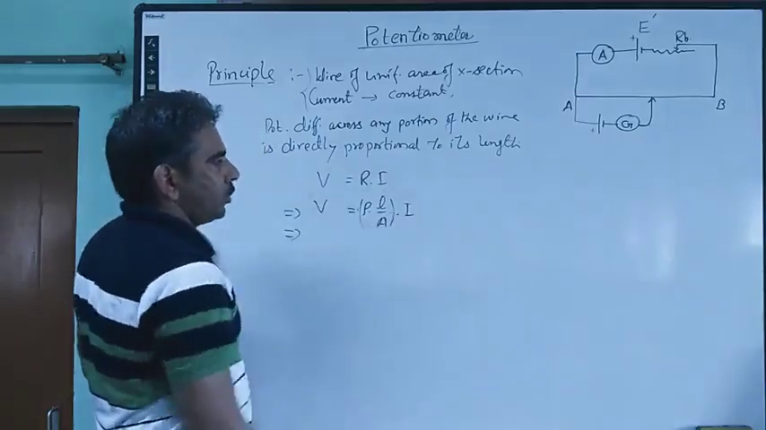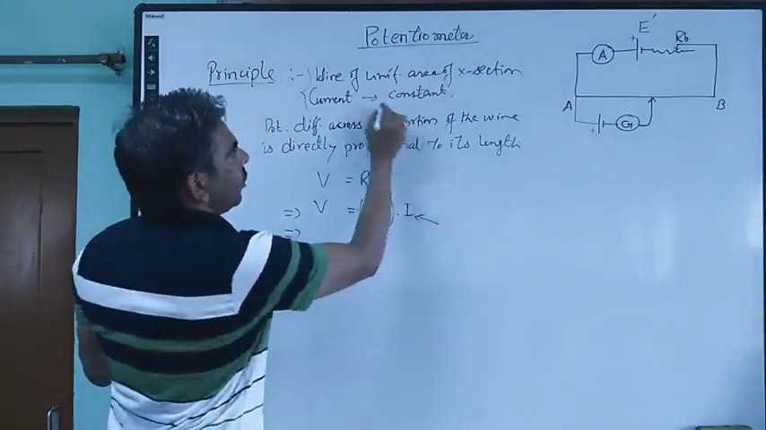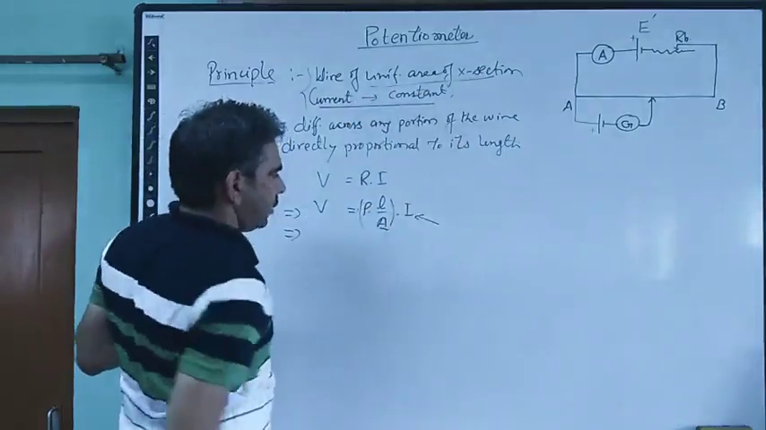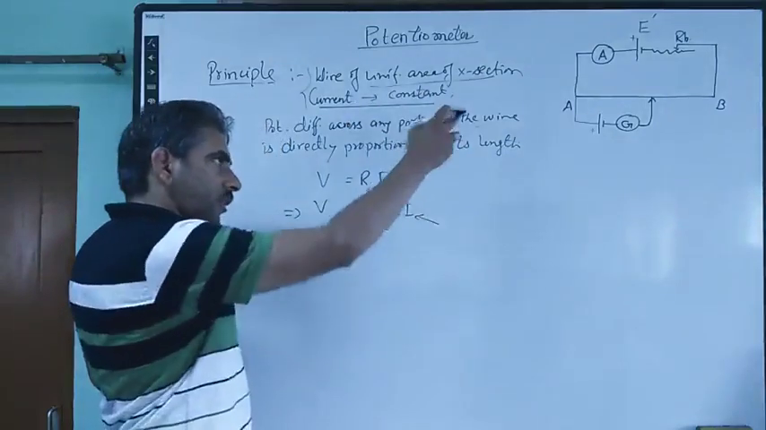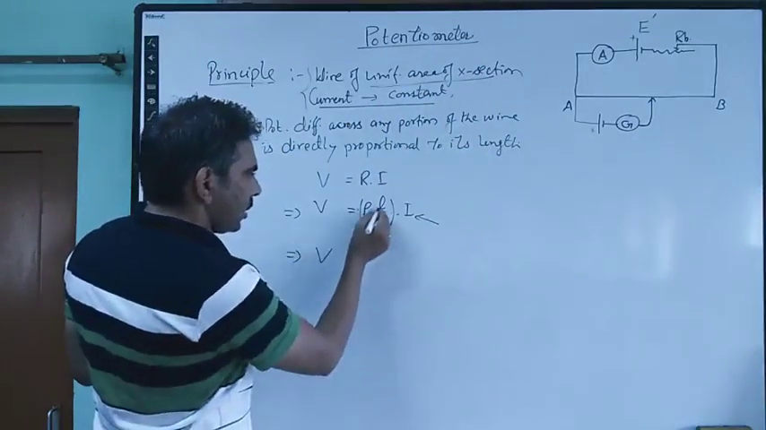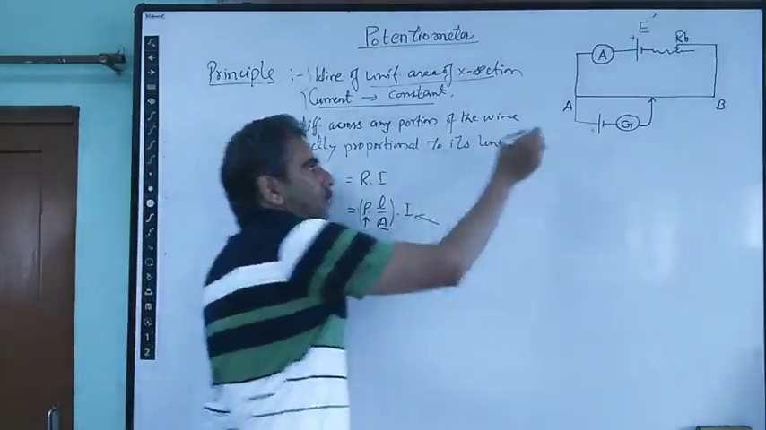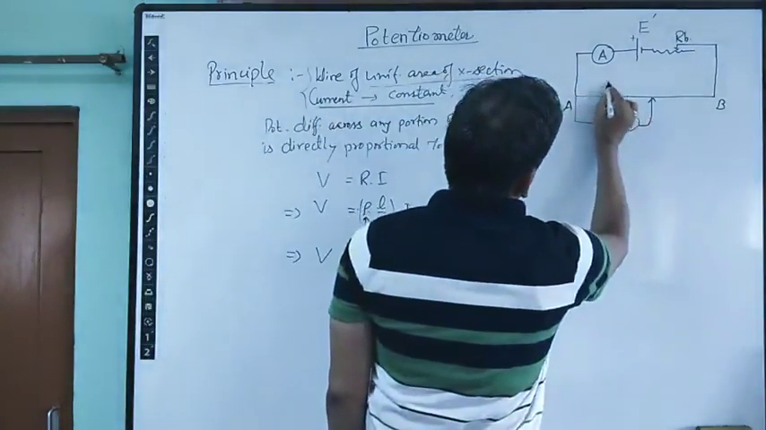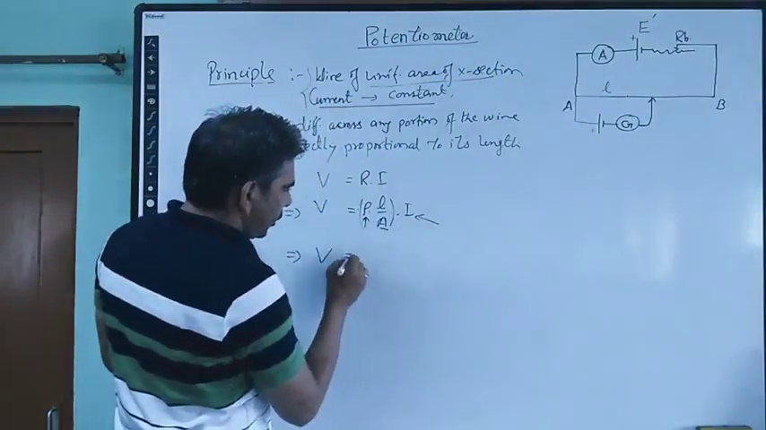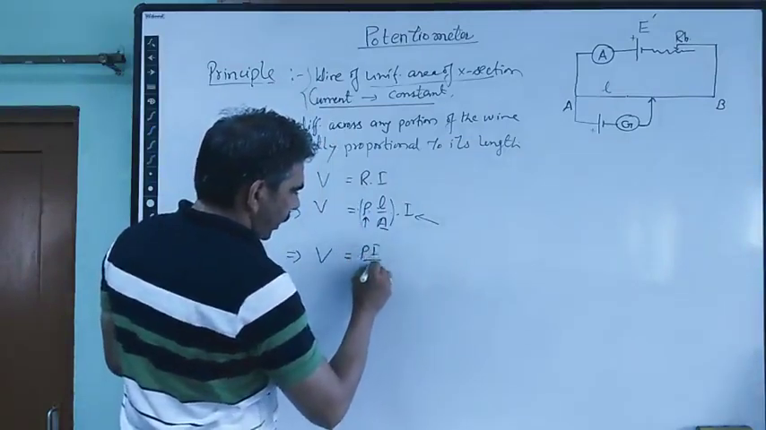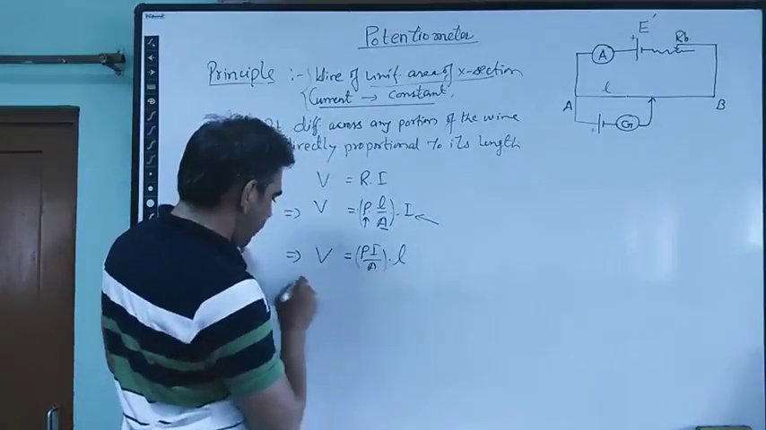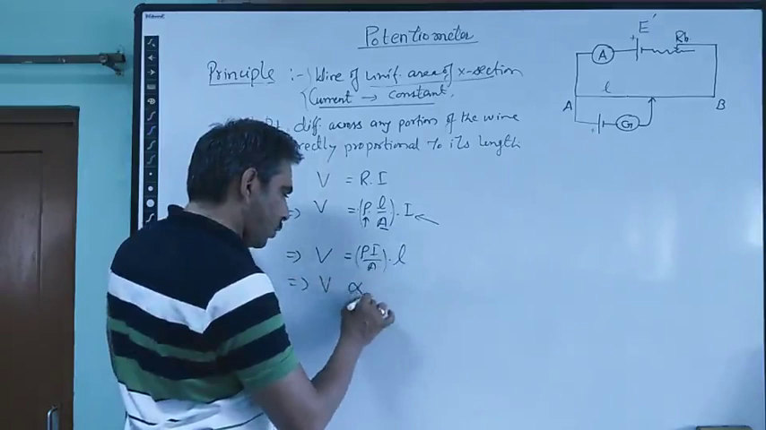In this particular situation, I, which we have maintained constant, and the area of cross section, which we are taking constant, and rho, which is already constant for the material of the wire, means the potential difference across any length of the wire we consider is equal to rho into I upon A, which is a constant, into L. So this is something constant multiplied by L. So we can say that V is simply proportional to L.